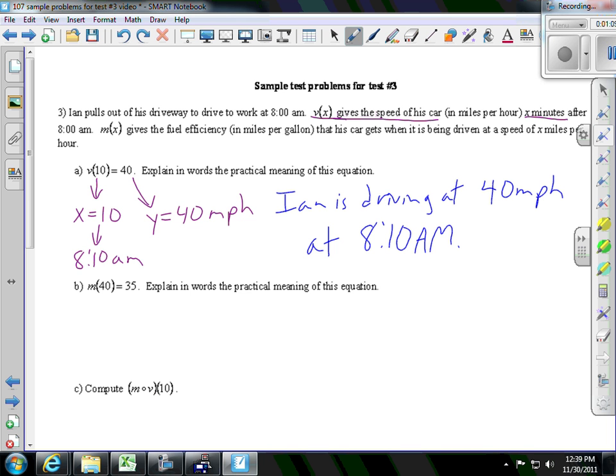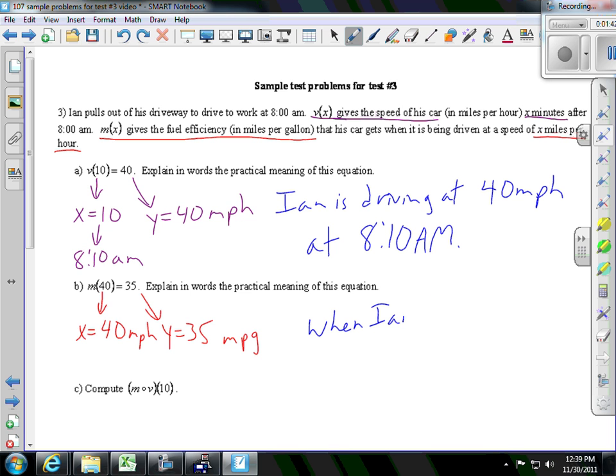And then part B, m of 40 equals 35. Explain in words the practical meaning of this equation. Again, I got to first figure out what the units are. X is 40 somethings, y is 35 somethings. So for the m function, m gives the fuel efficiency in miles per gallon. So that means 35 miles per gallon that his car gets when it is being driven at a speed of x miles per hour. So this x equals 40 must be 40 miles per hour.